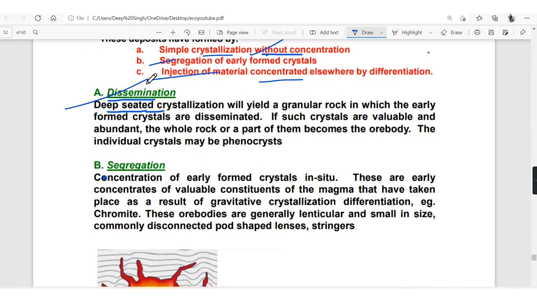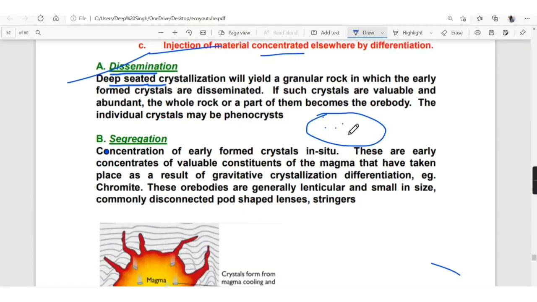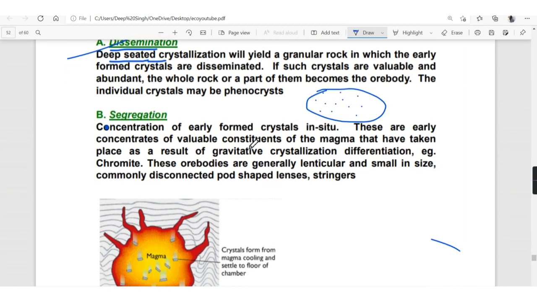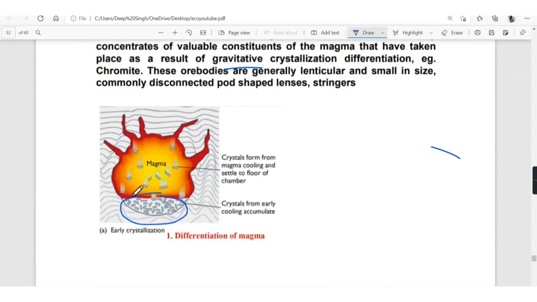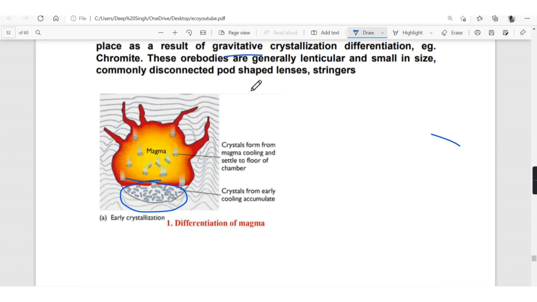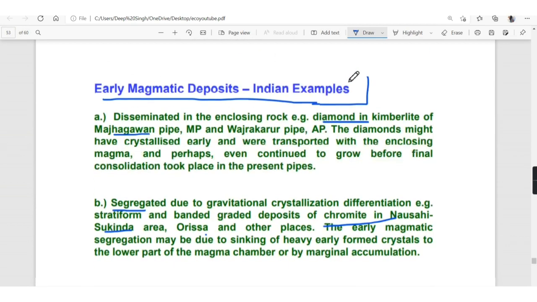First can be disseminated, where the mineral is not in a regular form. Disseminated means separated everywhere. Like this. Segregation: due to gravity, the crystals settle out in the form of lenses or in the form of pods or stringers.